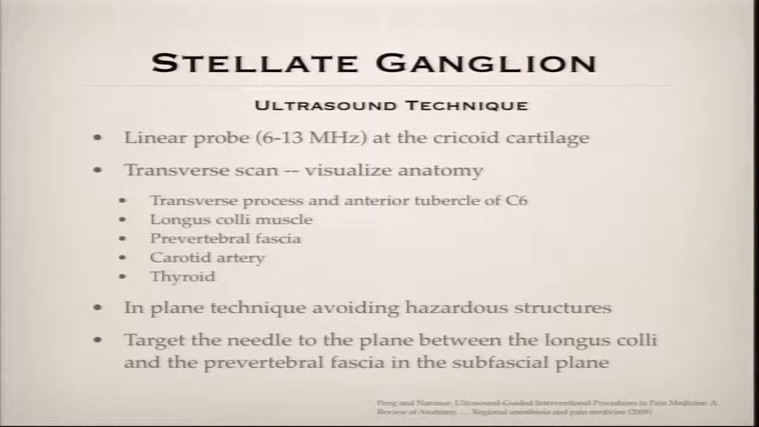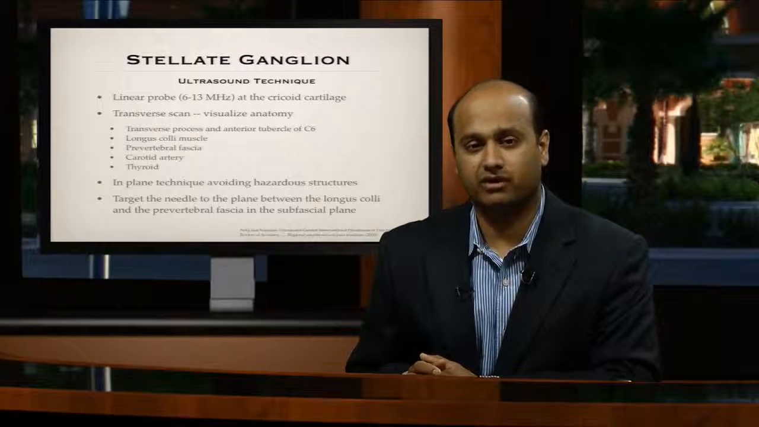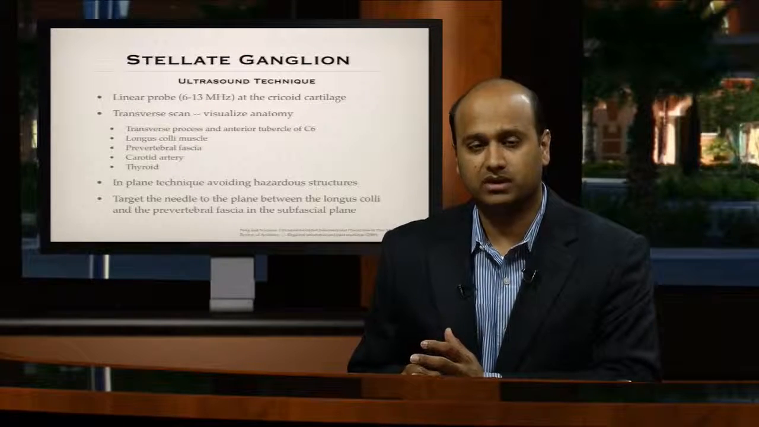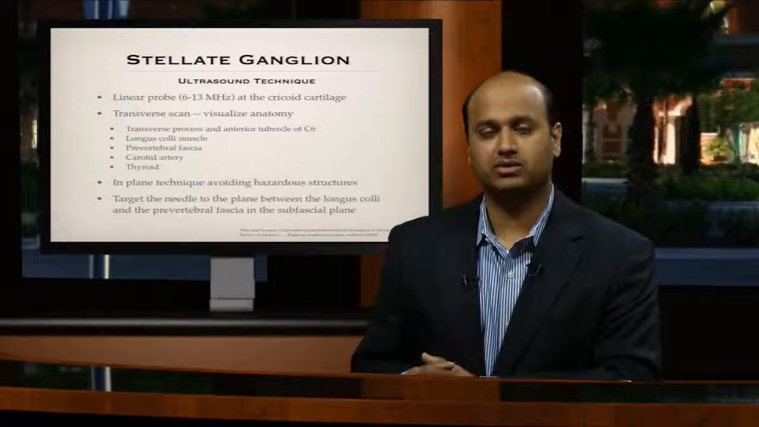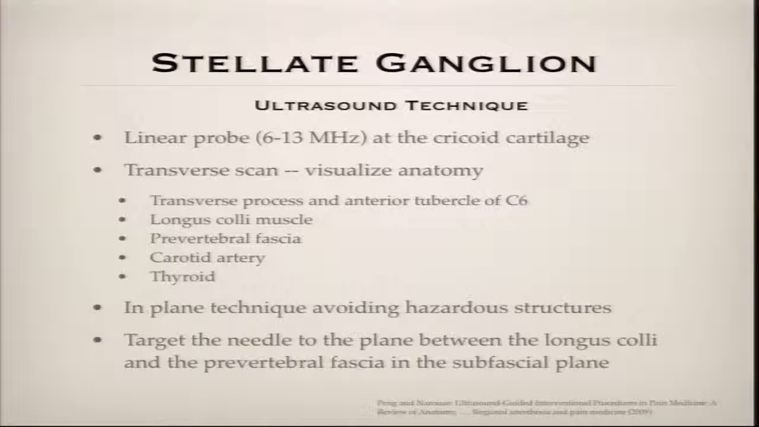area. The transverse process and the anterior tubercle of C6 can be visualized as, again, hyperechoic structures with a dark shadow behind them, as other bony structures often are. The longus colli muscle is visualized right in front of the anterior tubercle of C6, and then the prevertebral fascia is right in front of that. Other anatomy of interest in this area is the carotid artery and the thyroid gland.